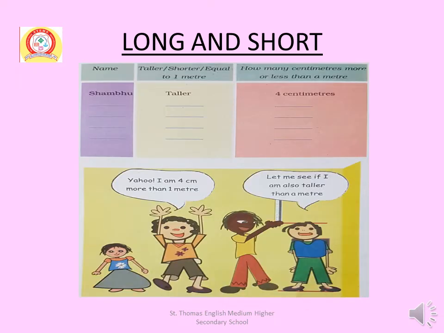Now, in this table, write in the first column the names of your friends, whether he is taller or shorter or equal to 1 meter in the second column, and in the third column, write how many centimeters more or less than a meter. This is your homework. You have to write in your notebook.